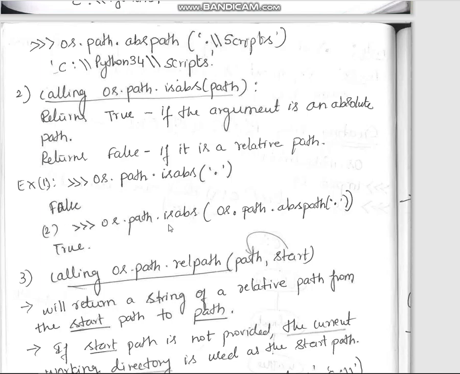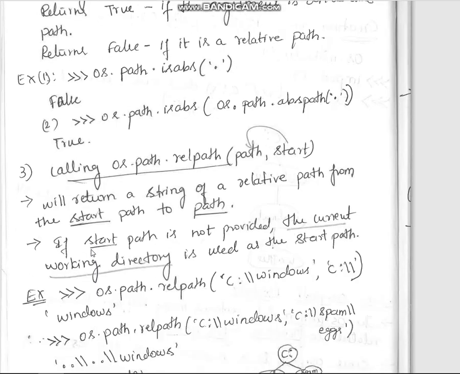Now os.path.isabs of the current working directory we are giving. We are in the current working directory only. For this os.path.isabs, we are asking whether it is the current working directory or not. Yes, it is the current working directory. So we will get the result as True here.